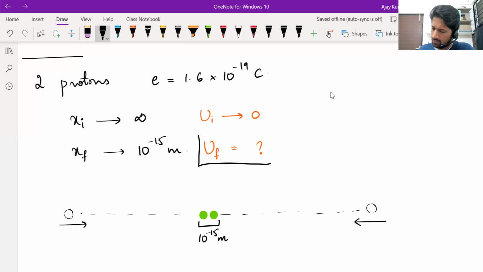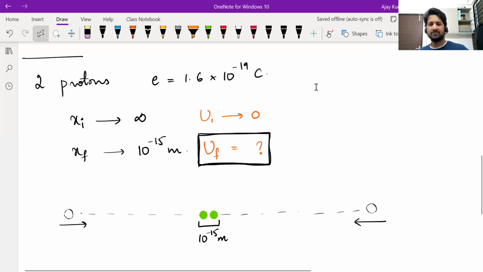Right. So use the formula for potential energy between point charges and calculate the potential energy of two protons when they are at a separation of 10 to the power minus 15 meters. Do this quickly. One of you quickly tell me what is the formula for potential energy between point charges?